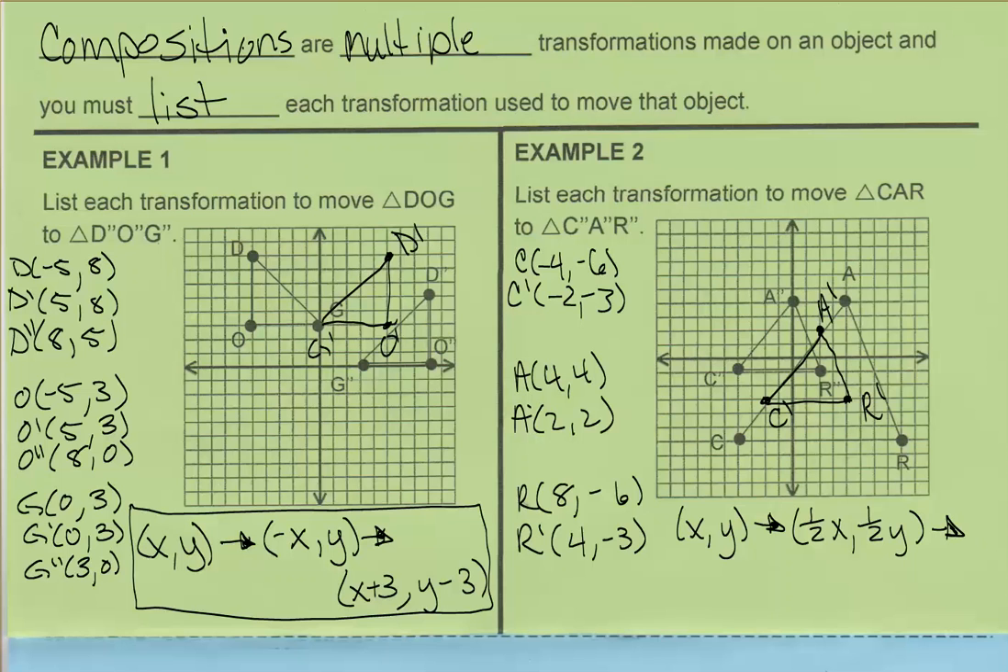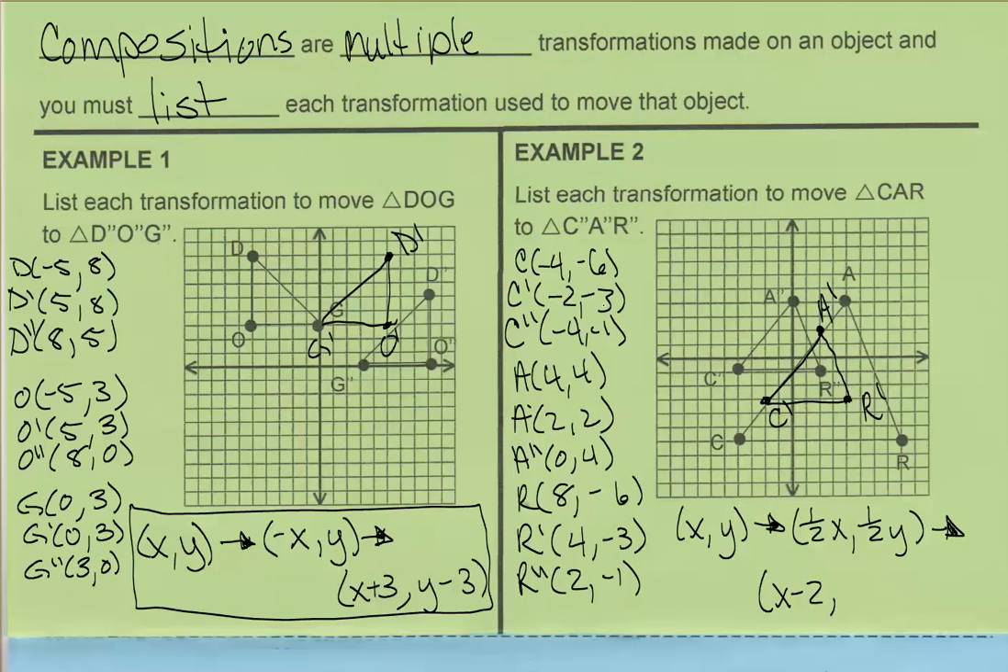And then lastly, how did I get from my primes to my double primes? My C double prime is at negative 4, negative 1. My A double prime is at 0, 4. And my R double prime is at 2, negative 1. So how did I get from negative 2 to negative 4? I subtracted 2. How did I get from 2 to 0? I subtracted 2. And how did I get from 4 to 2? I subtracted 2. So all of my x's subtracted 2.